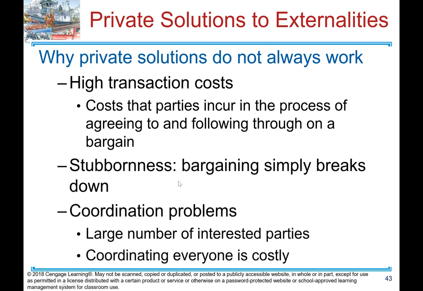Why private solutions do not always work. Number one, high transaction costs: costs that parties incur in the process of agreeing to and following through on a bargain. Stubbornness: bargaining simply breaks down. Coordination problems: with a large number of interested parties, coordinating everyone is costly. This doesn't work with large numbers.